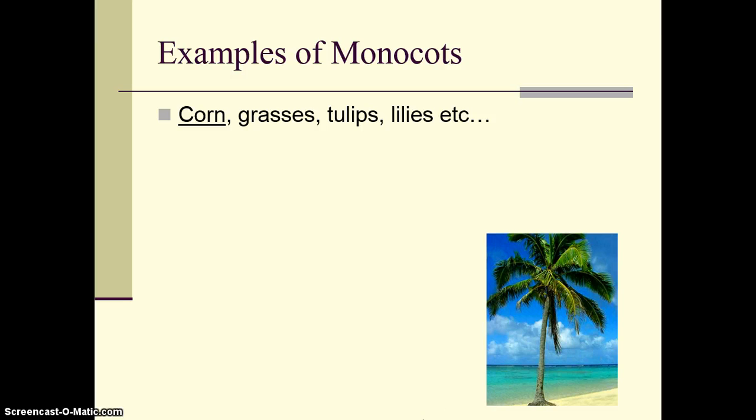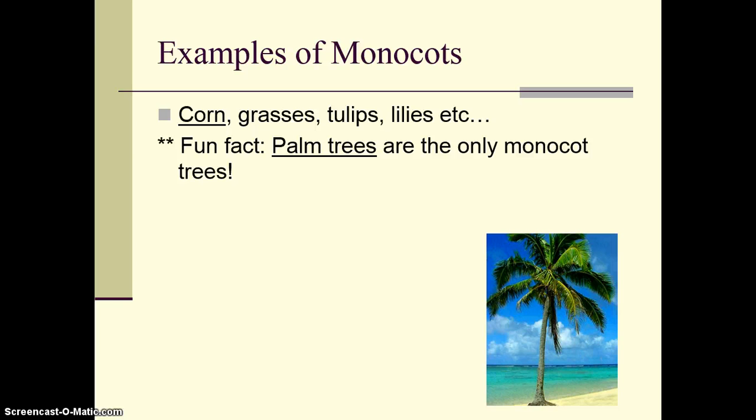Other examples of monocots would be corn, grasses, tulips, lilies, and your random fun fact of the day is that palm trees are the only monocot trees.